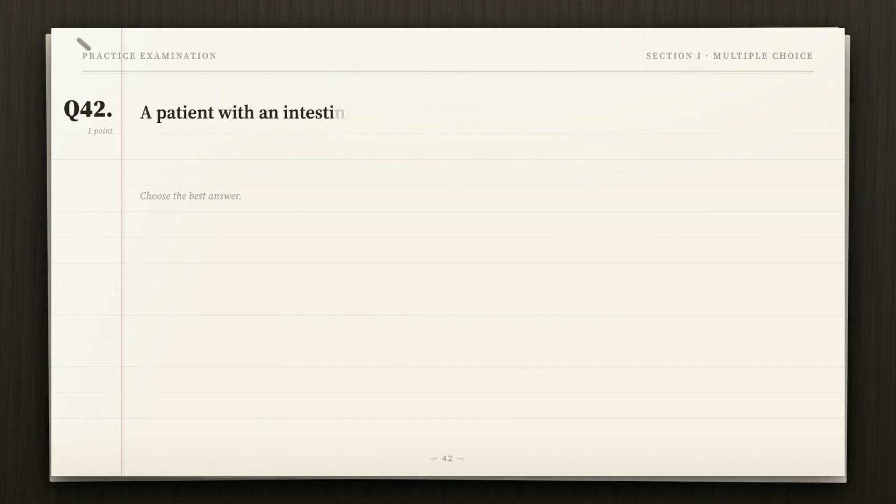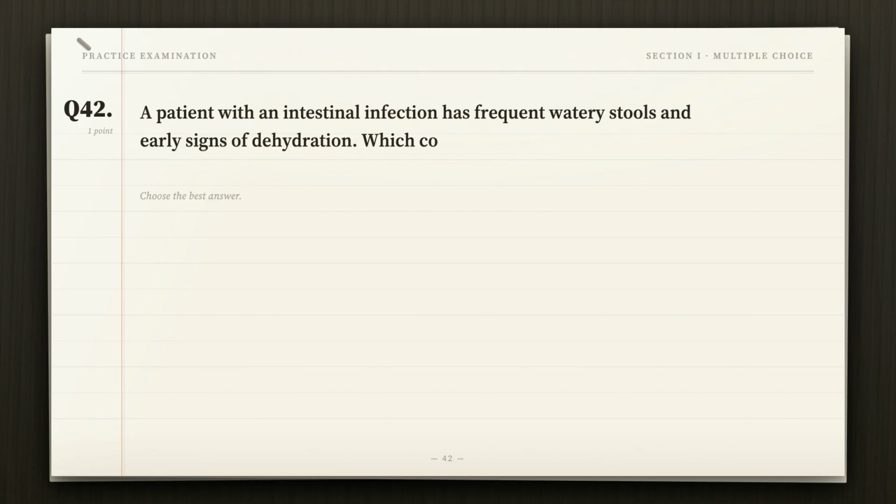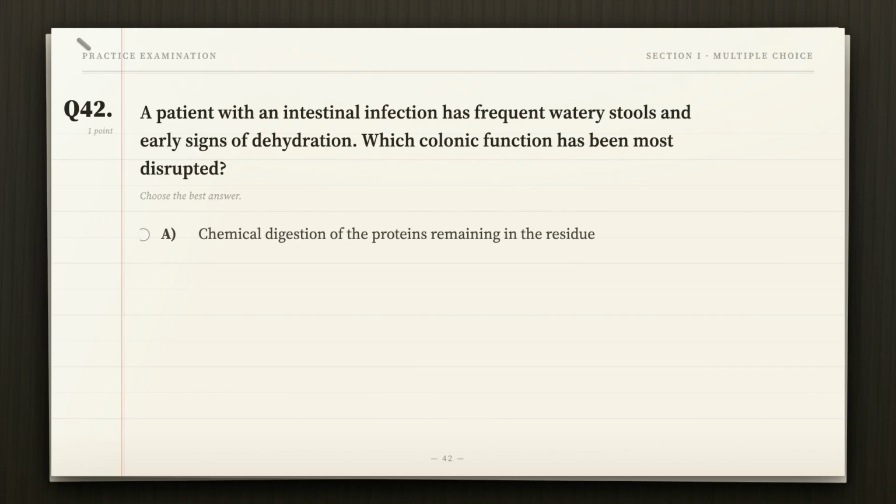Question 42. A patient with an intestinal infection has frequent watery stools and early signs of dehydration. Which colonic function has been most disrupted? Your options are A. Chemical digestion of the proteins remaining in the residue.